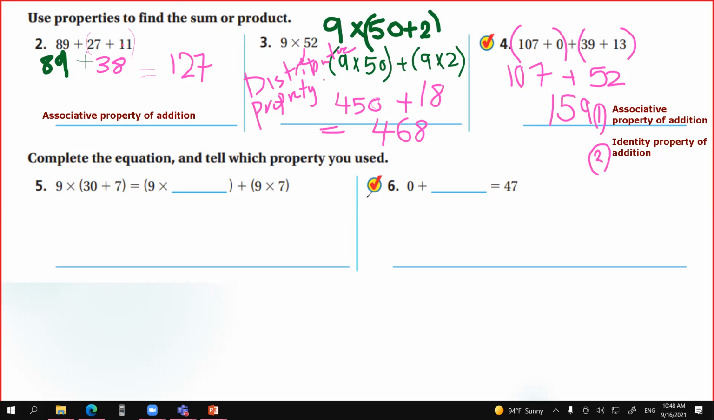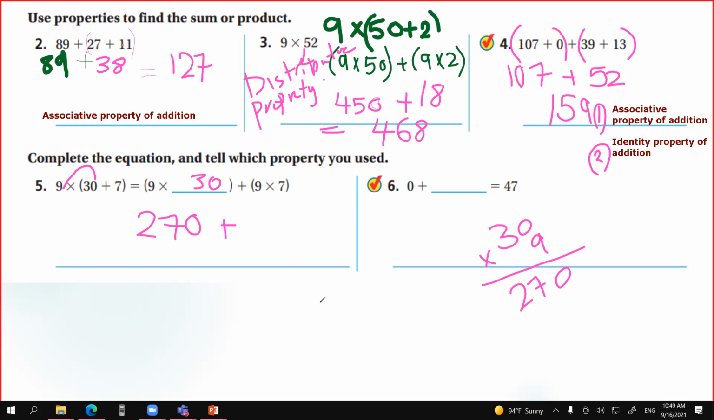Complete the equation and say which property you used. 9 multiplied by 30 plus 7. Here, I open two brackets, I multiply 9 by 30, and then 9 by 7. Then 9 times 30. Look here, 9 times 30. Grade 5? Yes, awesome. 30 times 9 here. 9 times 0, 0. 9 times 3, 27. So it's 270. Yes, bravo.